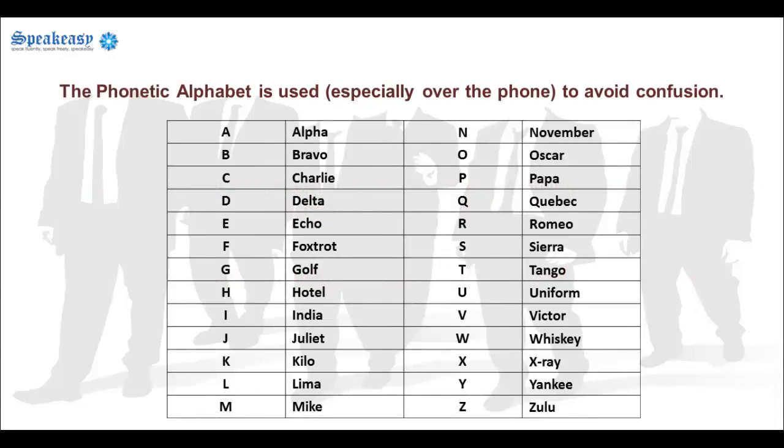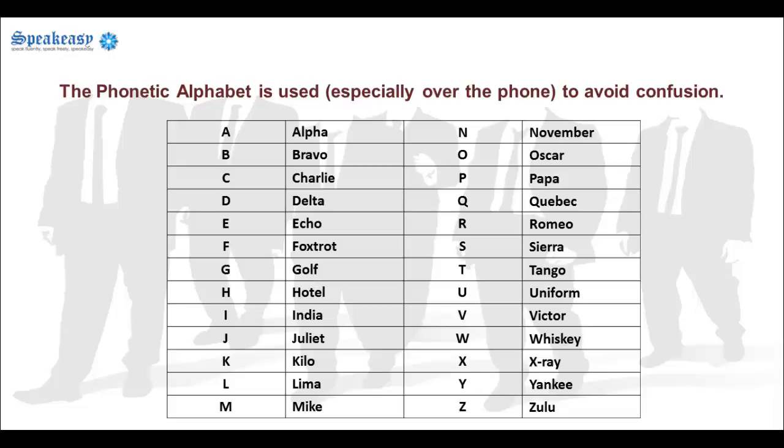The phonetic alphabet is often used in professional situations, especially over the phone, to avoid confusion. For example, if you want to say the word party and make sure it is completely understood, you might spell it out as P for Papa, A for Alpha, R for Romeo, T for Tango, and Y for Yankee. So let's go through the complete alphabet.